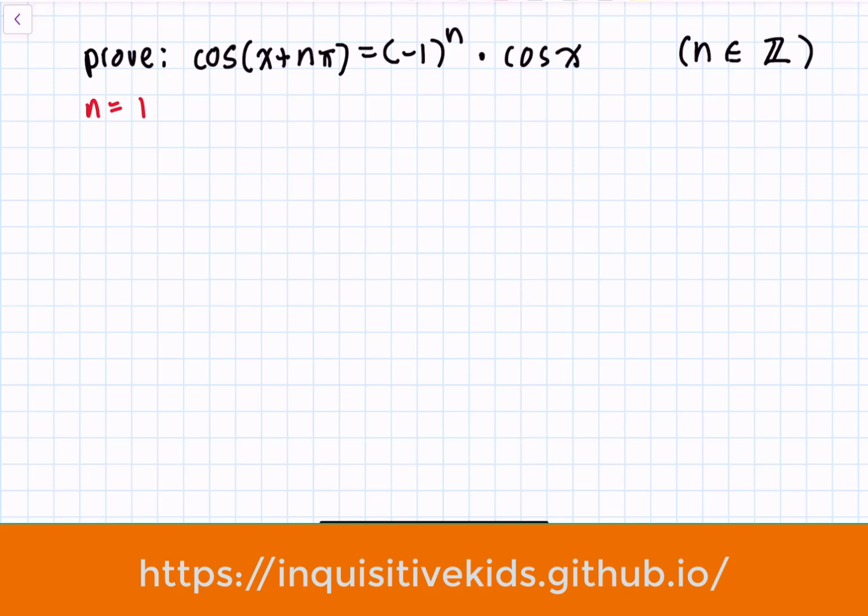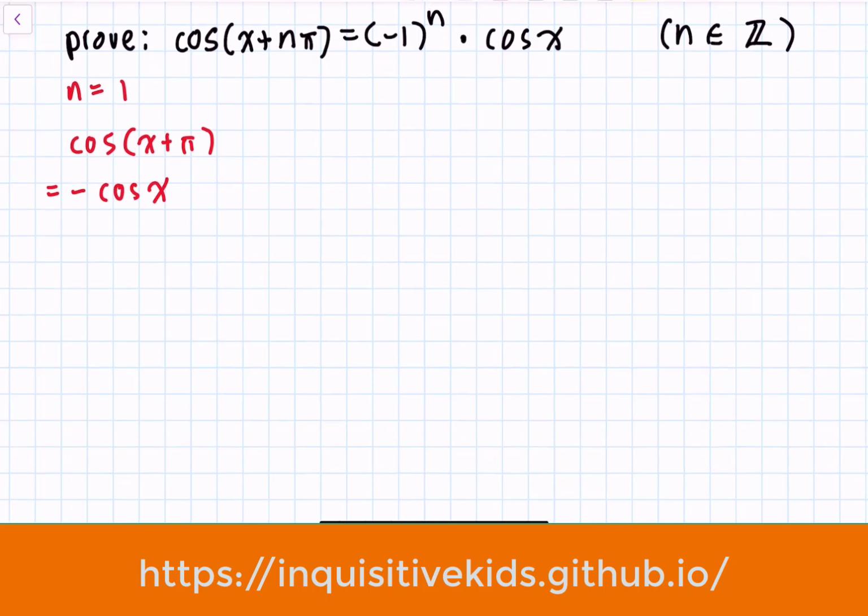Let's first check what happens when n equals 1. When n equals 1, we have cosine of x plus pi, which gives us negative cosine x. And we know that this is negative cosine x because whenever you add a pi to the cosine of an angle, you always get the negative of it.